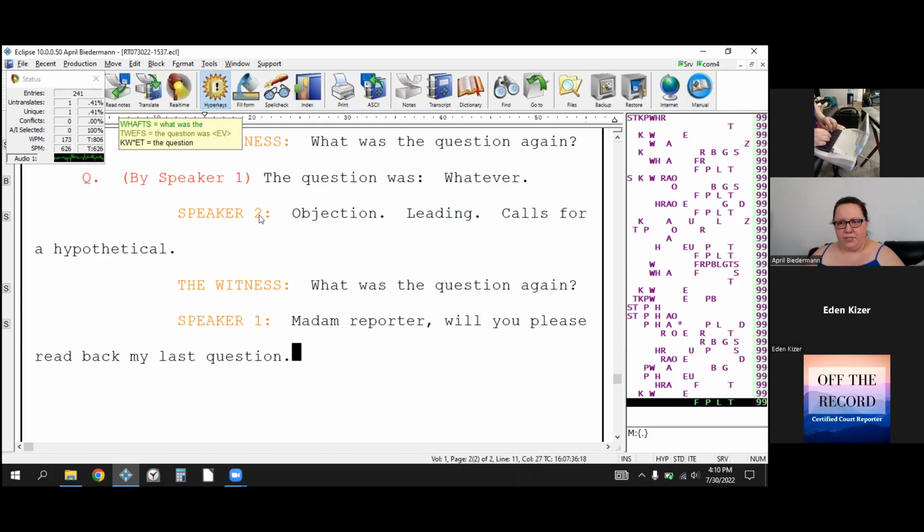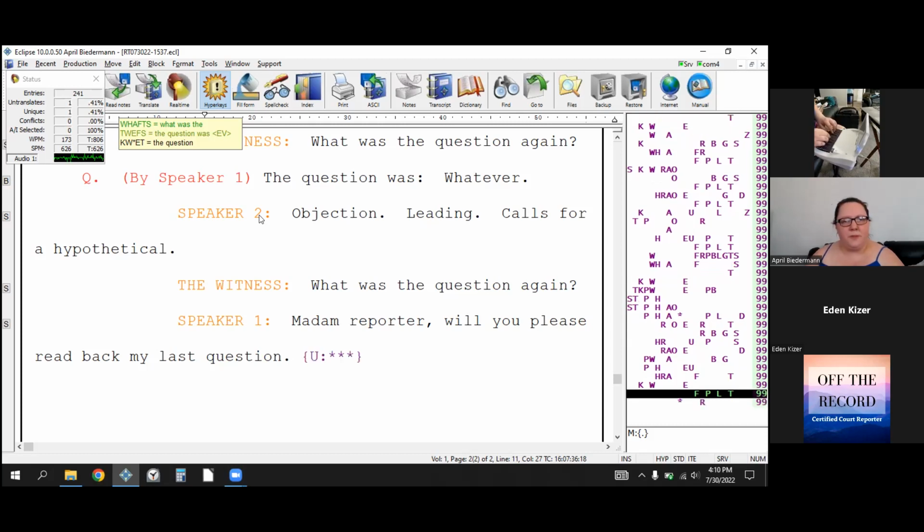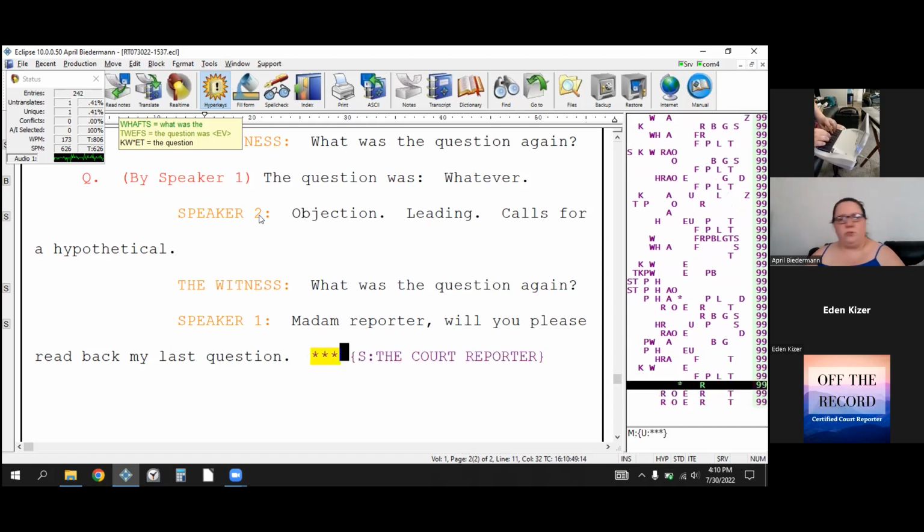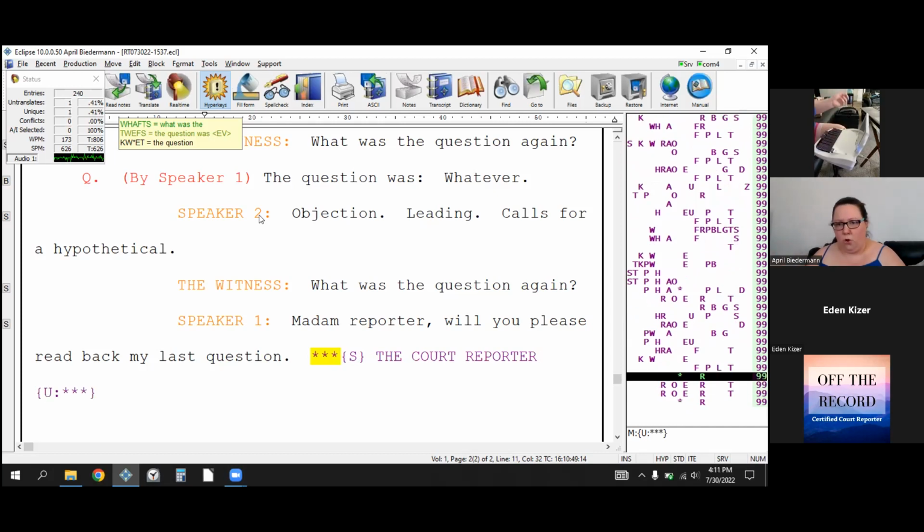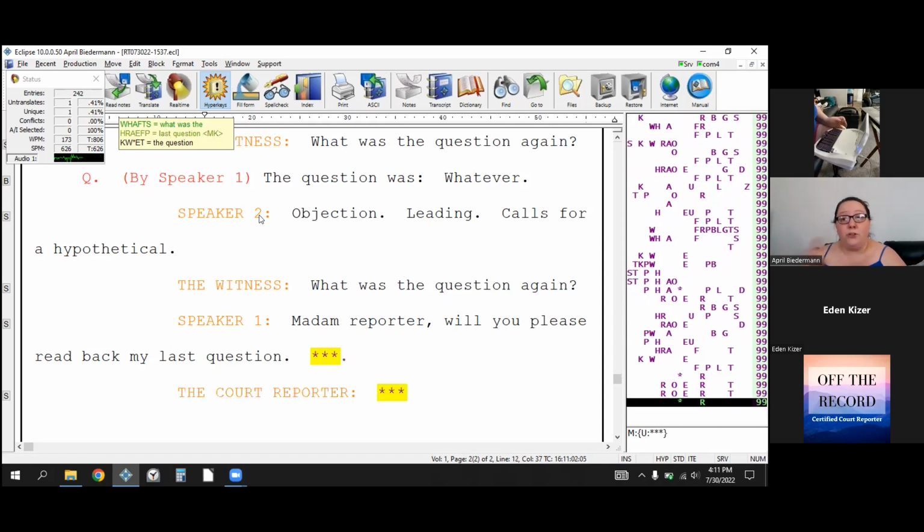Okay, so if this is a videotape deposition, I would mark it. And then I'd probably actually write my speaker ID, which is reporter. I just write reporter twice, ROERT, and that's my speaker ID, the court reporter. And then I'll just write my little flag. And then I'll know to go back and just copy and paste the exact question that I read from the record. Just paste it right there and put it in quotes.